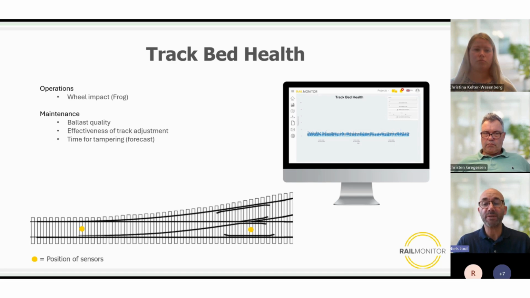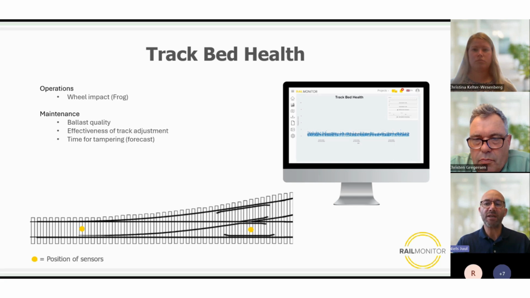For the maintenance, it's more about, well, is the ballast moving, or the rail moving more than expected and above the limits, then we have the possibility to use the historical data combined with an algorithm that can show when it's time to tamp, but also the effectiveness of the track adjustment.